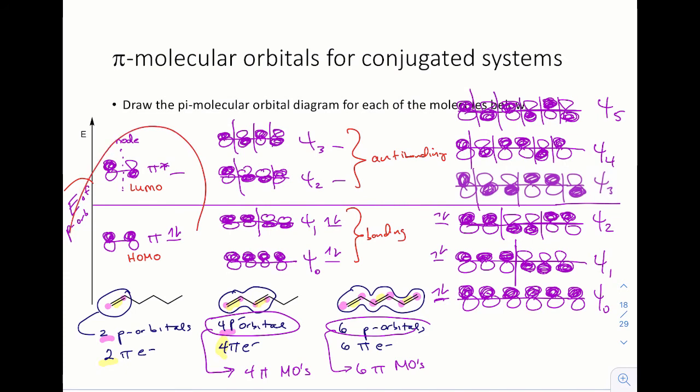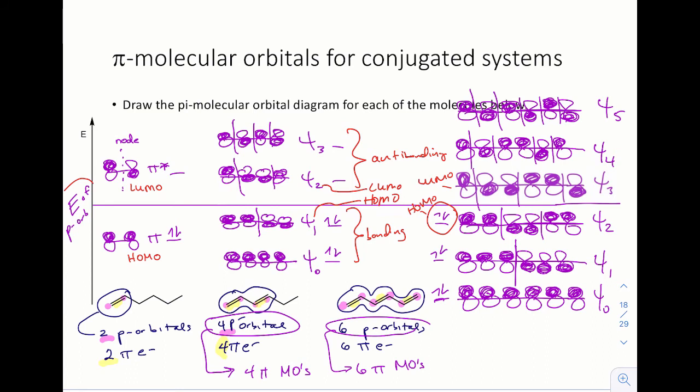We identify the HOMO and LUMO for the 2 p-orbital system. We can identify the HOMOs and LUMOs for the other systems as well. For the 4 p-orbital system, the HOMO is psi 1 and the LUMO is psi 2. For the 6 p-orbital system, psi 2 is the HOMO and psi 3 is the LUMO. It is the lowest energy empty orbital. We are ready to move on now.